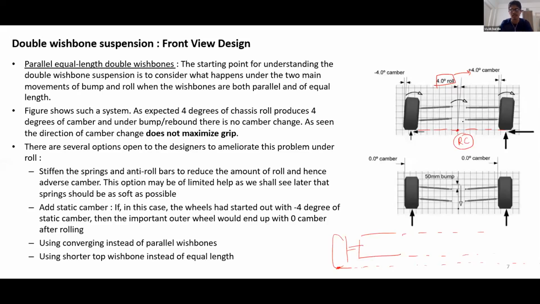double wishbone suspension. So the roll center is at the ground level over here, and note that the chassis is rolling by 4 degrees. Now the question is, how much camber will this roll produce? Now this is super easy to find out. Let me just show it over here.